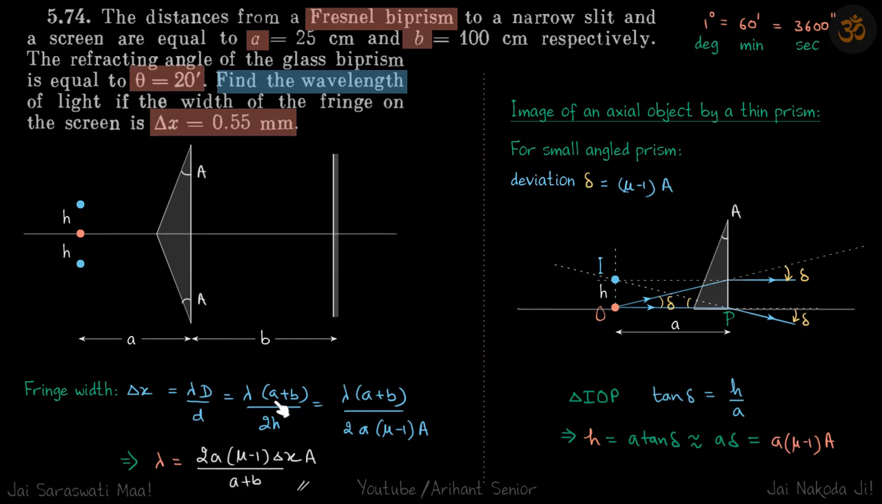So this becomes lambda into (a plus b) by d, where d is 2h. So h and h, 2h. And the value of h we know is this. We'll just put that value of h here. So from here we get the value of lambda is equal to this, our answer.